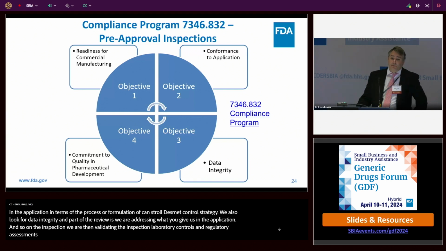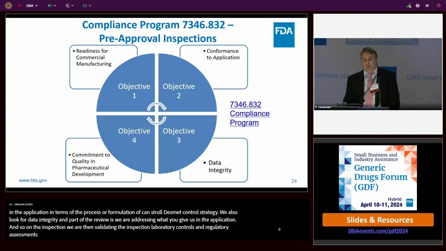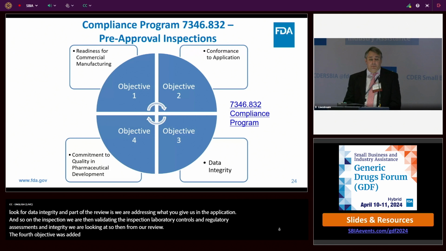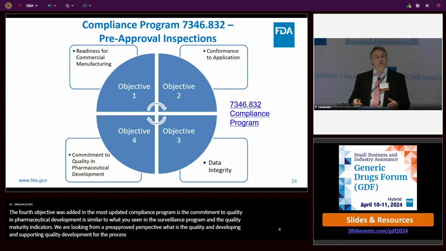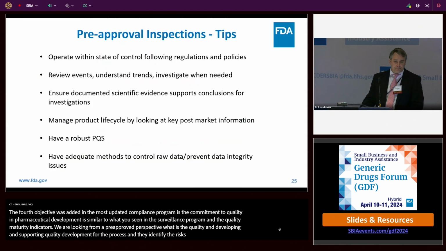And then the fourth objective that was added in the most recent update of the compliance program is the commitment to quality and pharmaceutical development. That's very similar to what you've seen in the surveillance program and the quality maturity indicators. So from a pre-approval perspective, we're looking at what the culture is at the facility in developing and supporting product development for new products, and how they identify the risks associated as facilities continue to build their product portfolio.